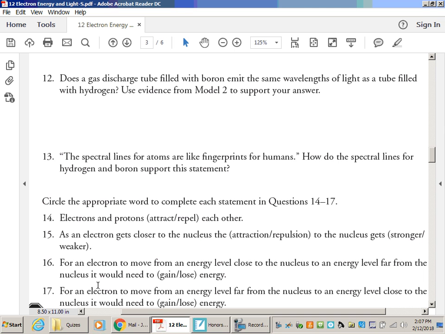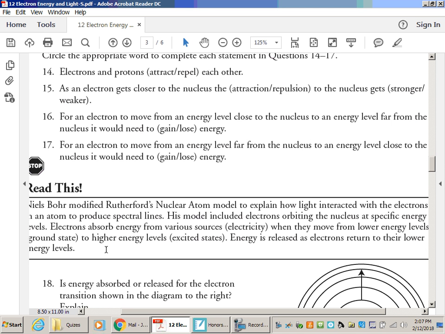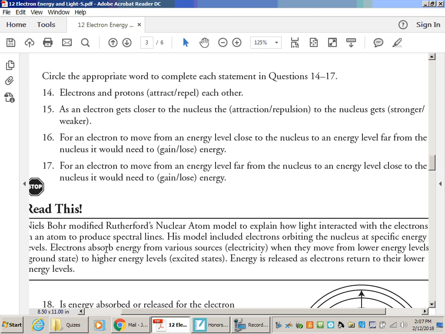The spectral lines for atoms are like fingerprints for humans. How does this compare? Basically, every element shows a different emission spectrum. So you can identify it based on its emission spectrum. Not like you'd know by memorization, but you would know that they were different based on their emission spectrum being different.